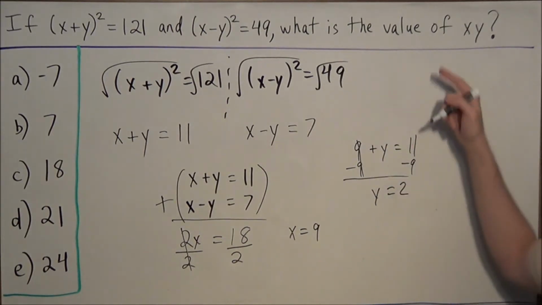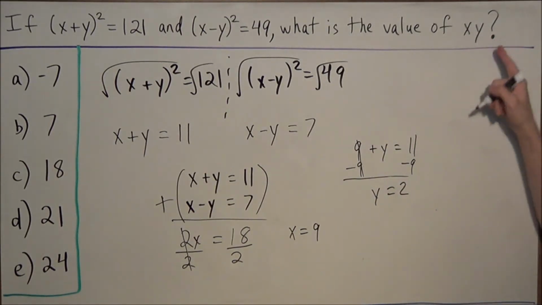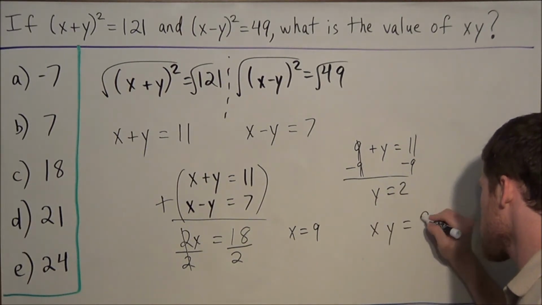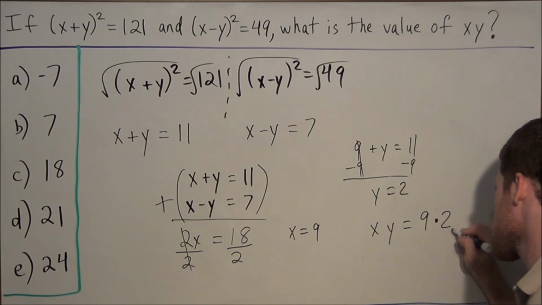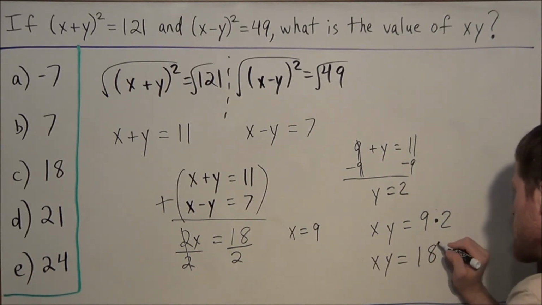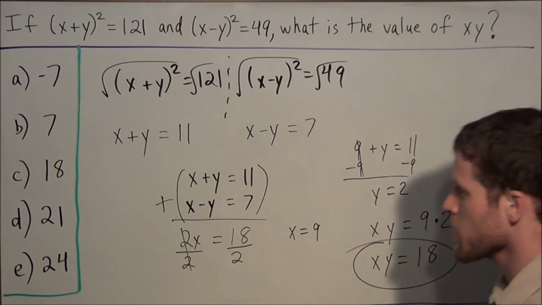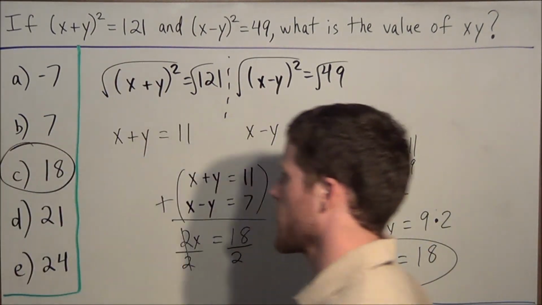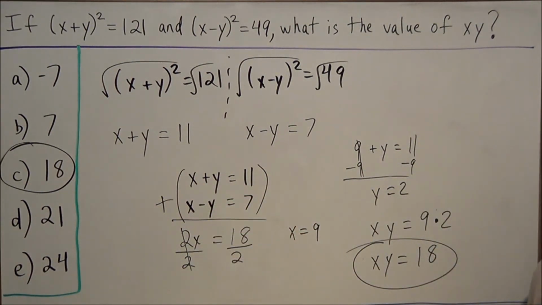But the final question is asking us to multiply x times y. So we're looking at x times y is equal to 9 times 2. So x times y is equal to 18. We look at this final answer, go over to our answer key, and circle choice C. Our final answer is 18.